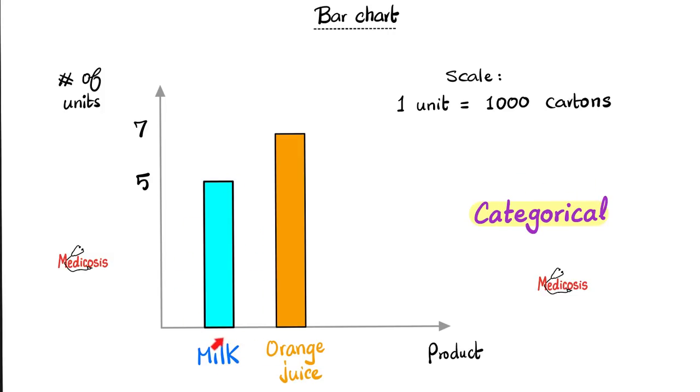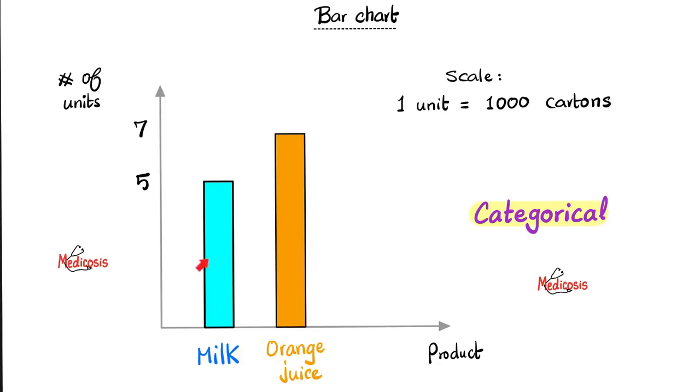For example, here's the first category, milk, and here's the second category, orange juice. And then let's say that a company sells milk and sells orange juice. At the end of the month, they want to see how many packages or bottles or units of milk were sold versus how many units of orange juice were sold. So we create a bar chart like this. How many milk? Well, 5 units. How about orange juice? 7 units. But be careful, you have to read the scale. The scale tells you that each unit corresponds to 1,000 cartons. So this company sold 5,000 cartons of milk and 7,000 cartons of orange juice.